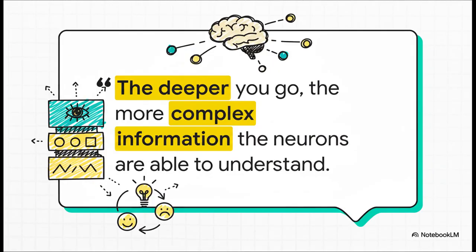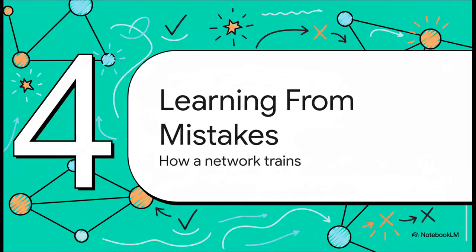And the relationship here is super direct. The more layers you add, the deeper your network gets. And as the source material puts it so well, this depth allows the neurons to understand increasingly complex information. Simple as that. Okay, so we have the structure, the blueprint. But how does this thing go from being a random mess of neurons to an expert cat spotter? Well, the answer is pretty much the same way we do, by learning from its mistakes.